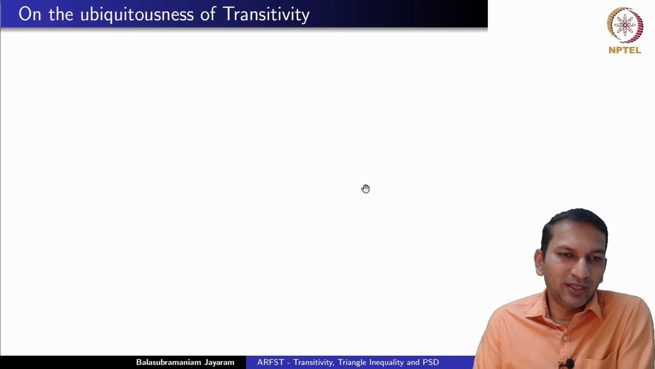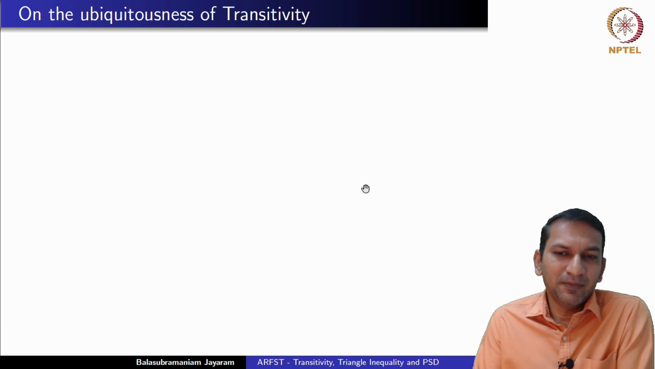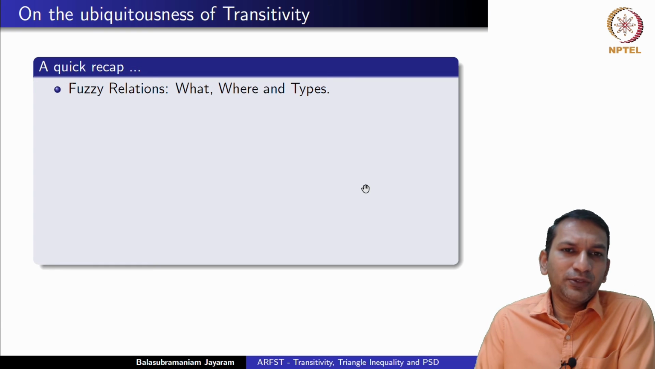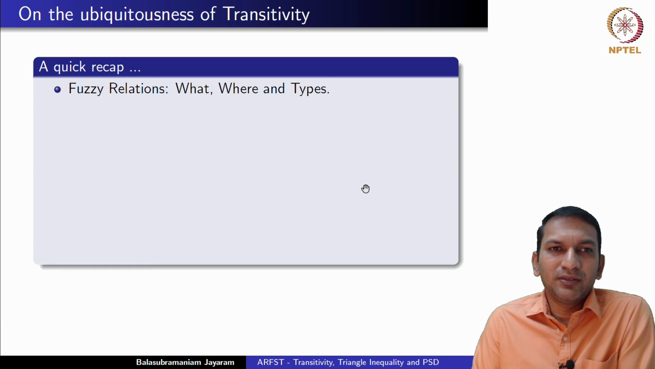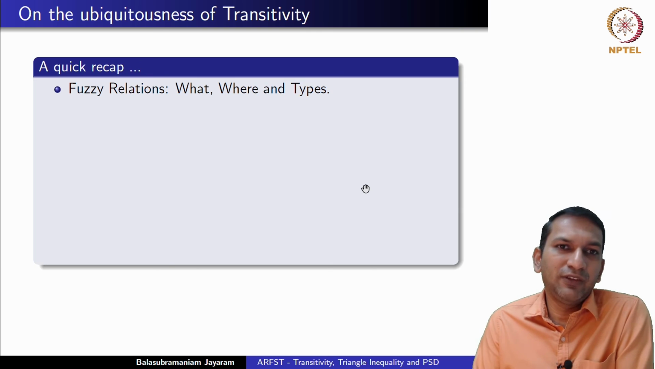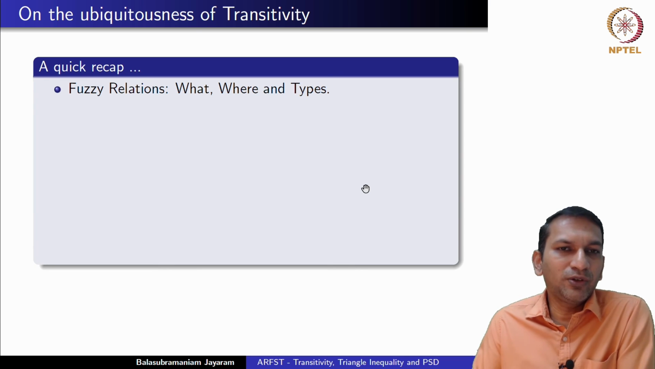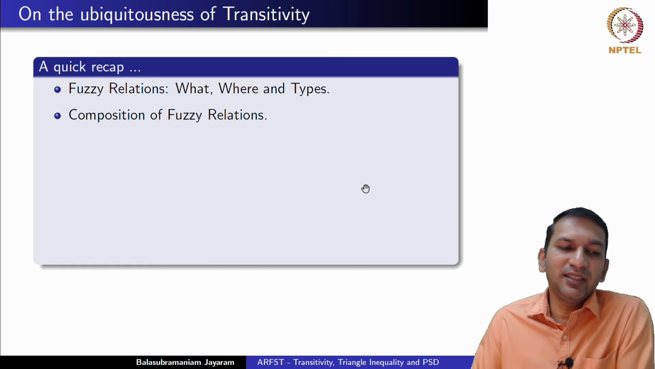The last two lectures, including this, must have shown you the ubiquitousness of transitivity. In fact, if you were to take a look at the week 5 lectures, we have dealt with fuzzy relations, but everywhere transitivity has come to the front. It has had a role to play. For instance, when we talked about different types of binary fuzzy relations, transitivity was very much there. When we discussed compositions, it was again there.